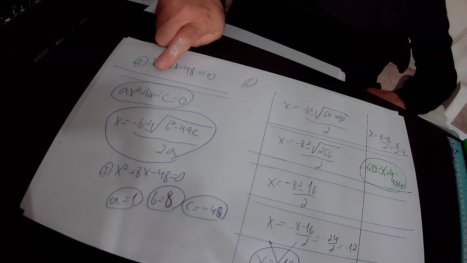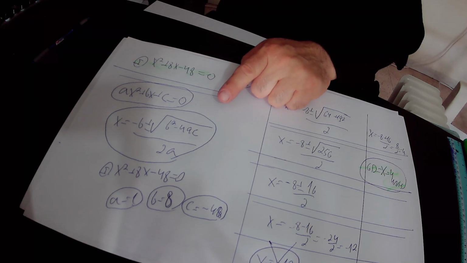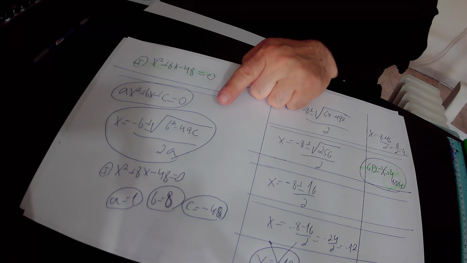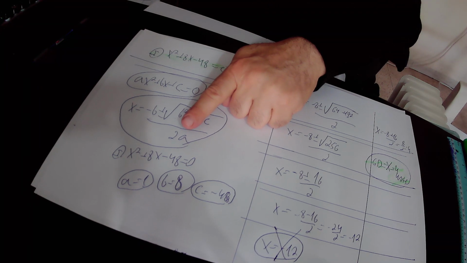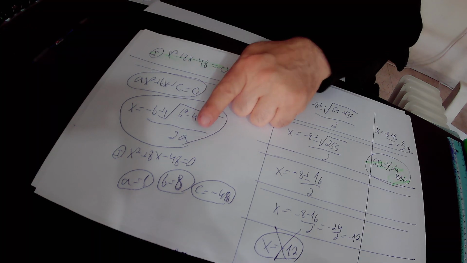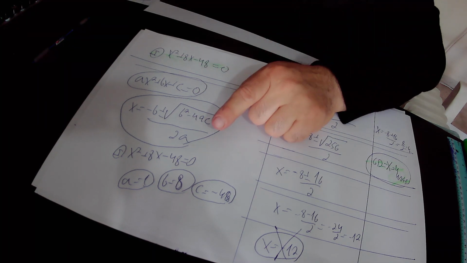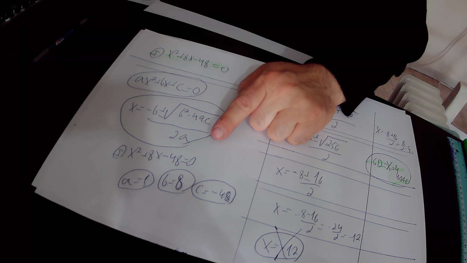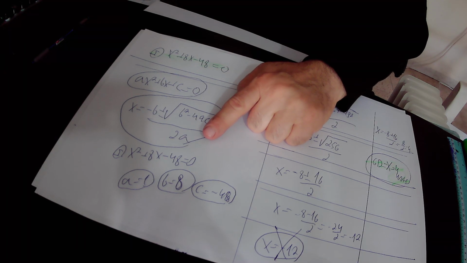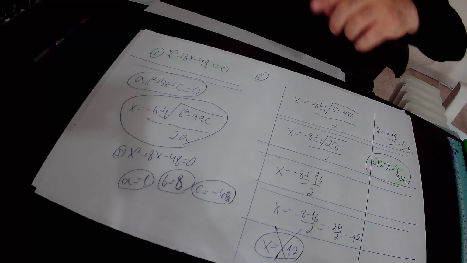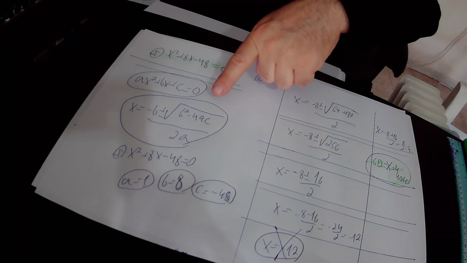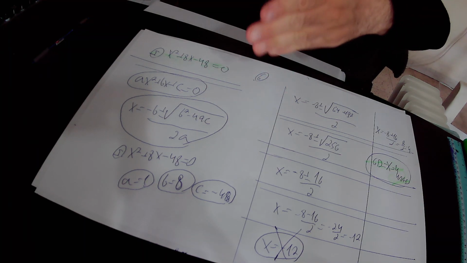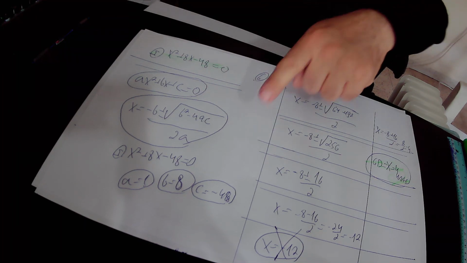We find the value of x according to the following formula: x equals minus b plus minus square root of b squared minus 4 times a times c, over 2a. In our specific quadratic equation, x squared plus 8x minus 48 equals 0, the coefficient a equals 1, the coefficient b equals 8, and the coefficient c equals minus 48. So we put the values of a, b, and c for our specific quadratic equation in this general formula, and find the values of x.